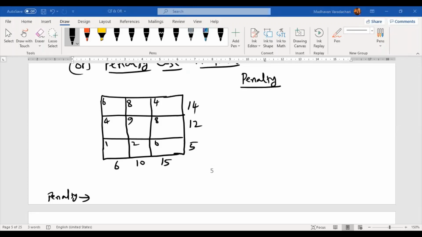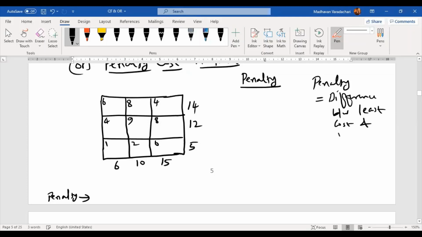It's called penalty. Penalty means the difference between the least cost and the next least cost. I will explain this with this example only. I wrote penalty in both rows and columns. That means we are supposed to calculate penalty for each row and for each column. I wrote it as the difference between the least cost and the next least cost, right?